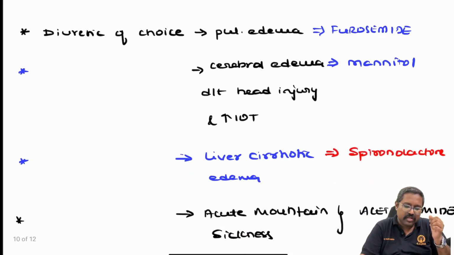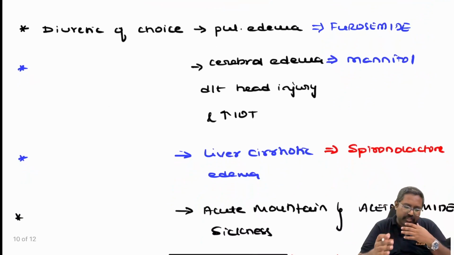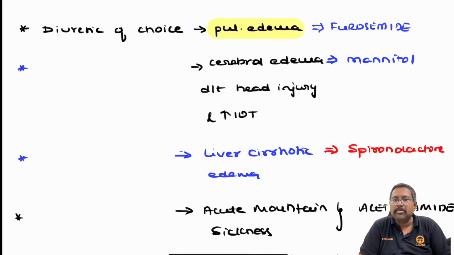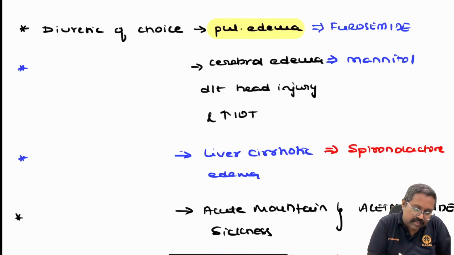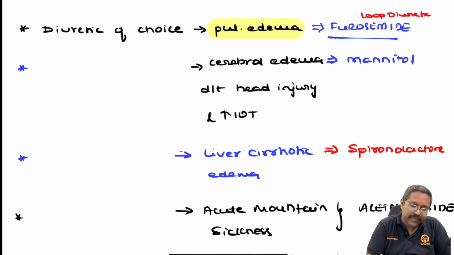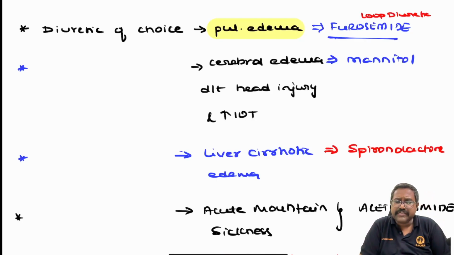Next, coming to some diuretic agents. Please remember, there are some diuretic choices you should remember. What is the diuretic of choice in pulmonary edema? It is furosemide, which is a high ceiling diuretic, also called a loop diuretic. Which is the drug of choice for cerebral edema due to head injury, where there is raised intracranial pressure? The answer is mannitol.